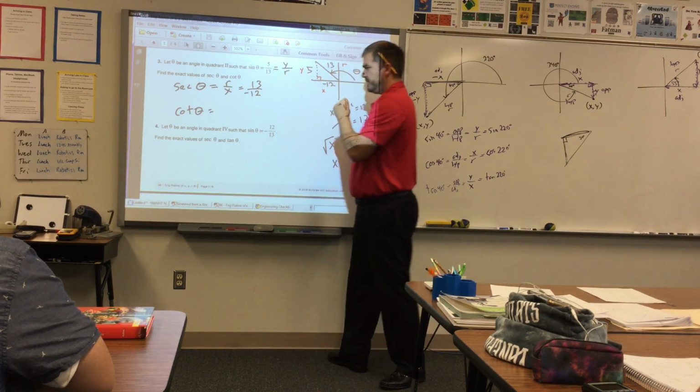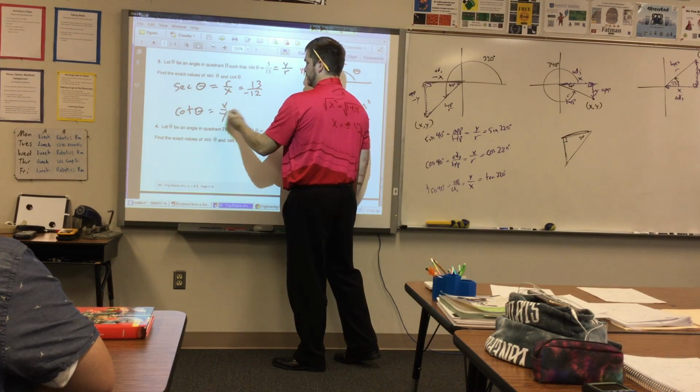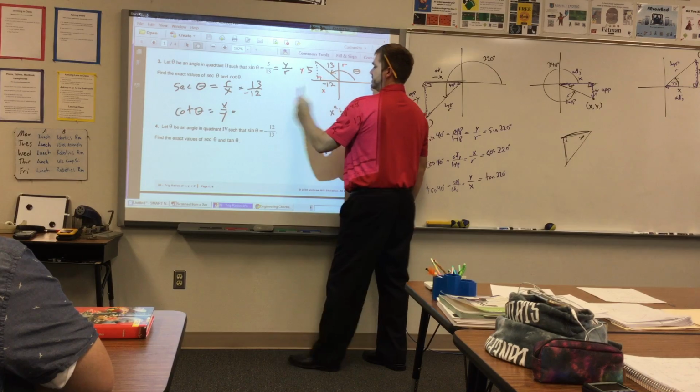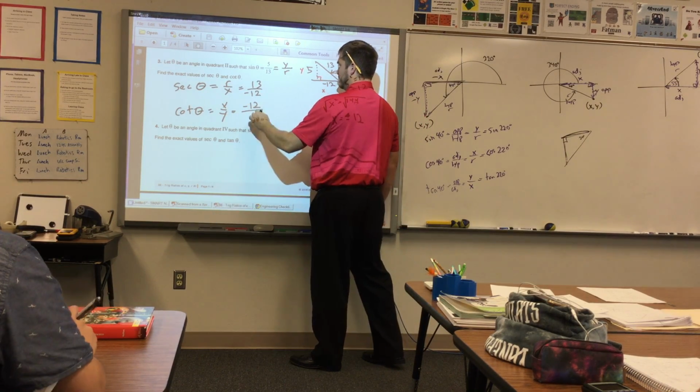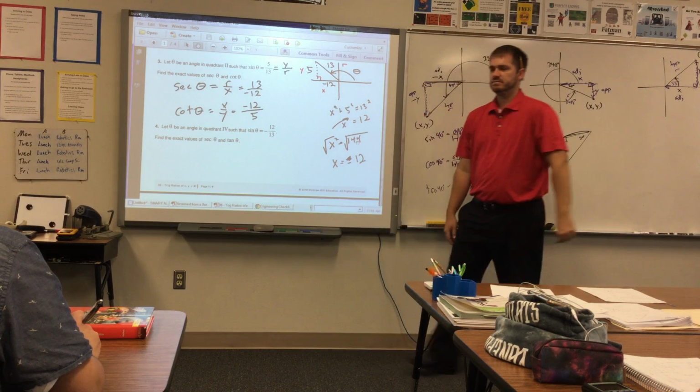Cotangent. Somebody tell me that ratio. X over y. So the x value was negative 12. Y value was 5. There's a good answer for us.